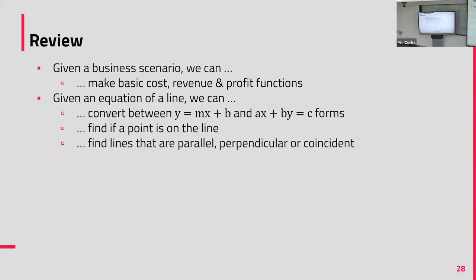All right, so I still have some stuff to talk about to wrap up. Review here. So basic cost, revenue, profit equations. With the Apple example, we've made those. We can switch between slope-intercept form and the standard form. We figured out how to find if a point is on a line. It's a quick test. We just substitute in the values. And also, if we have one line, then we can find related lines. Oh, here's a parallel one. Here's a perpendicular one. Here's a coincident one.